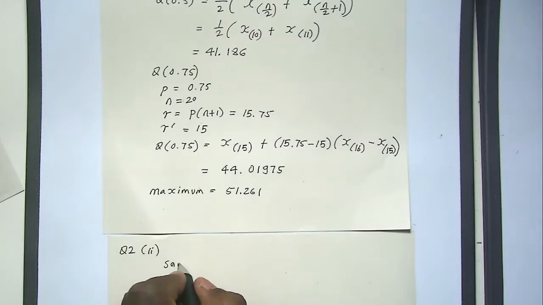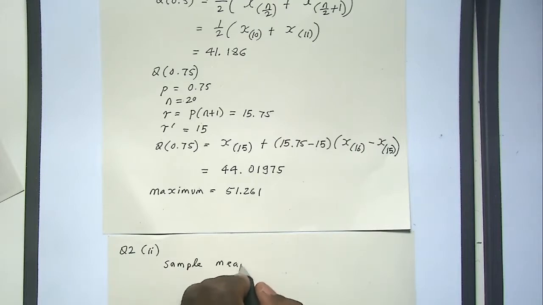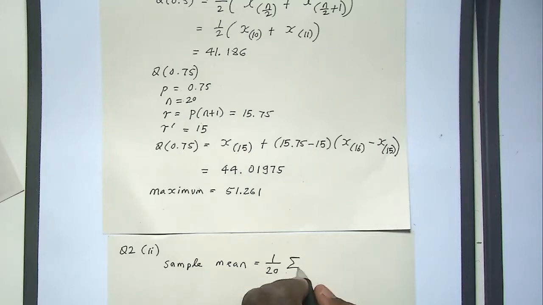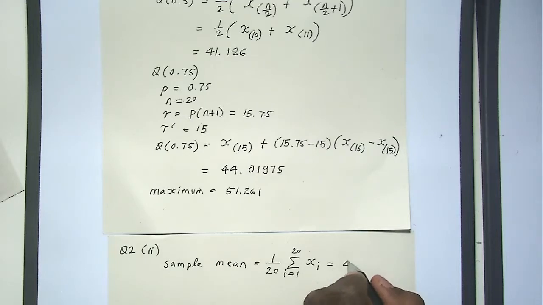I'm sure all of you know how to compute the sample mean. The sample mean is simply you add all the numbers. There are 20 data values. You add them and divide by 20, and you will get 40.6942. This is the sample mean.